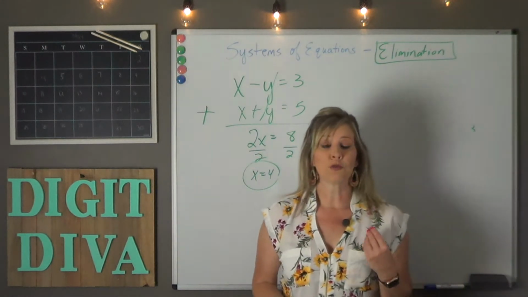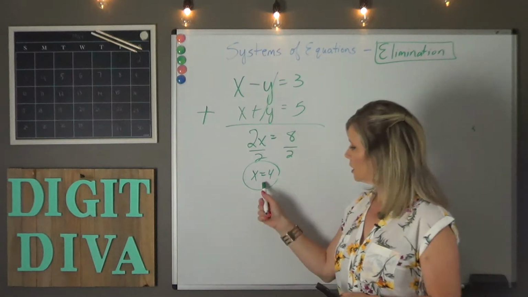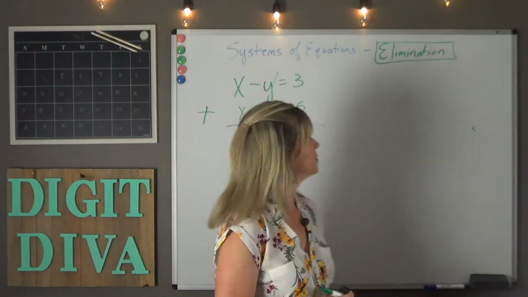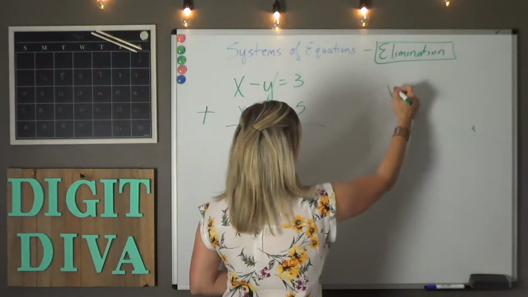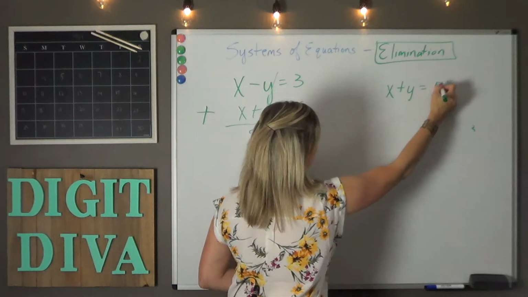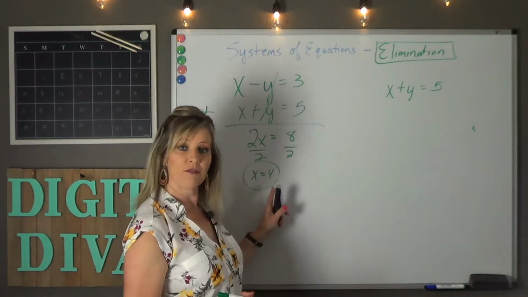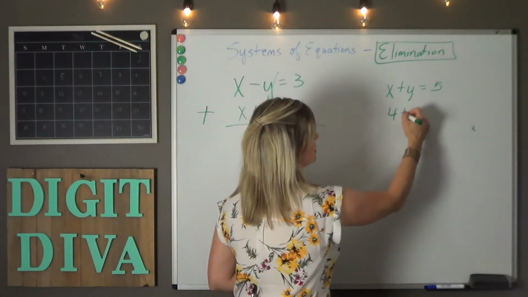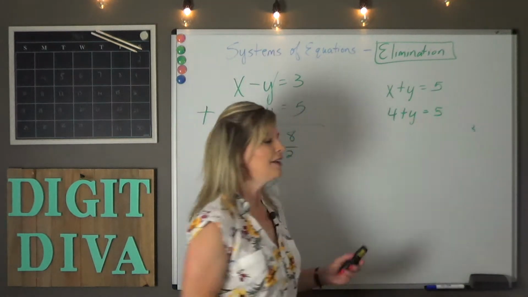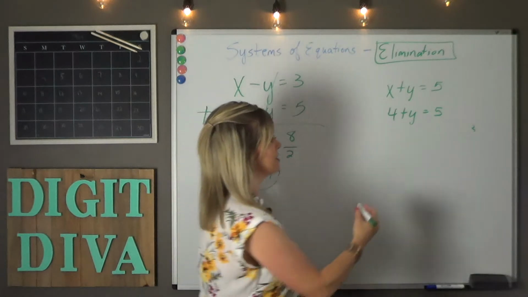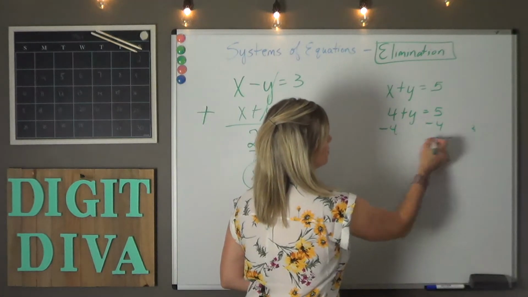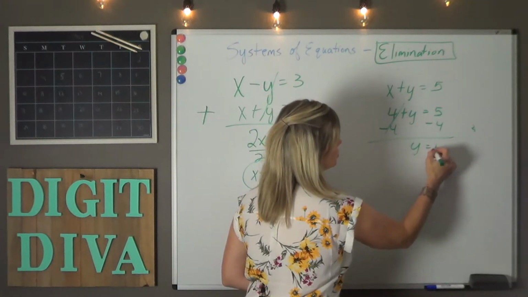And then I choose one of my original equations to substitute what x is equal to. I'm going to choose the bottom one. x plus y is equal to 5. So I'm going to sub in 4 for x. So 4 plus y is equal to 5. Just to show you the steps of solving this equation, I would go ahead and subtract 4. y is equal to 1.